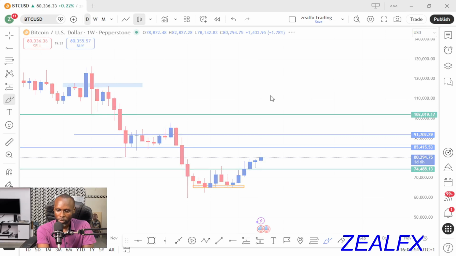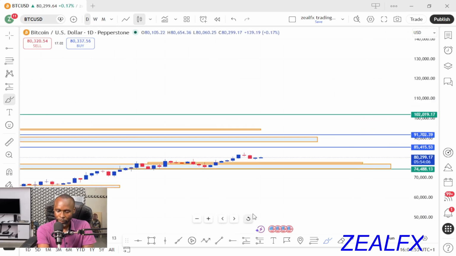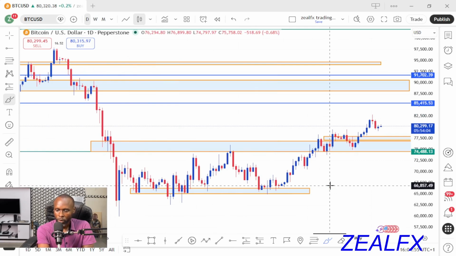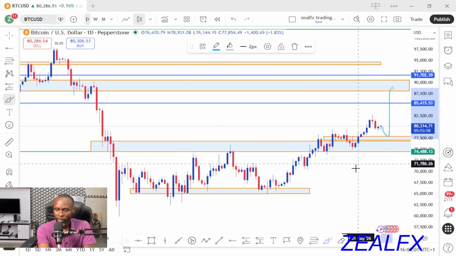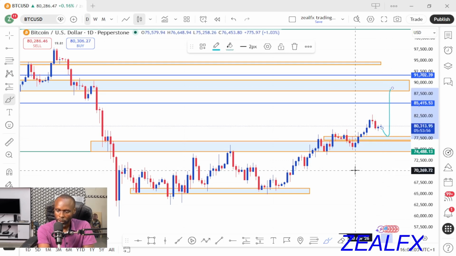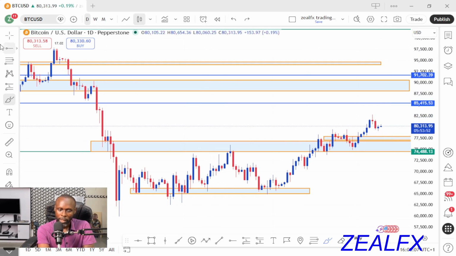So let's go back to our daily time frame. So we need a reversal of price back to this support area, then we can start looking for a buy for the BTC to the top. So look out for your buying opportunity from that particular level on the BTC USD.